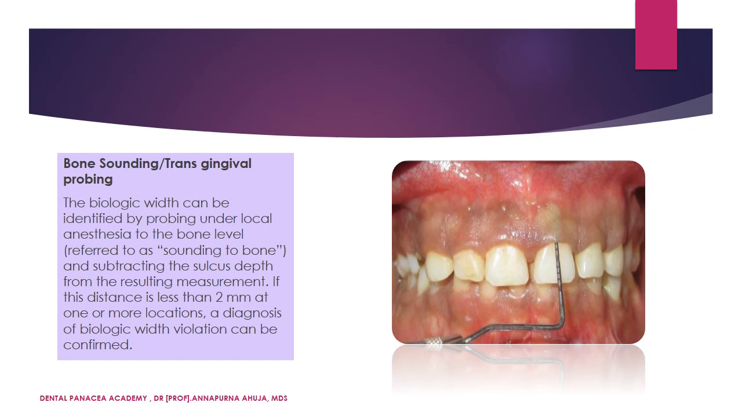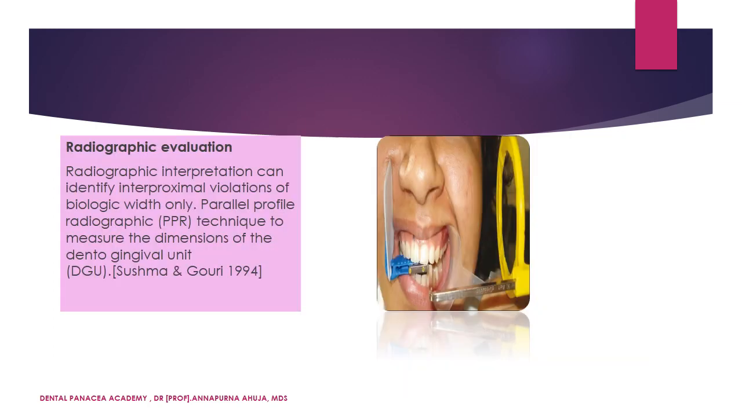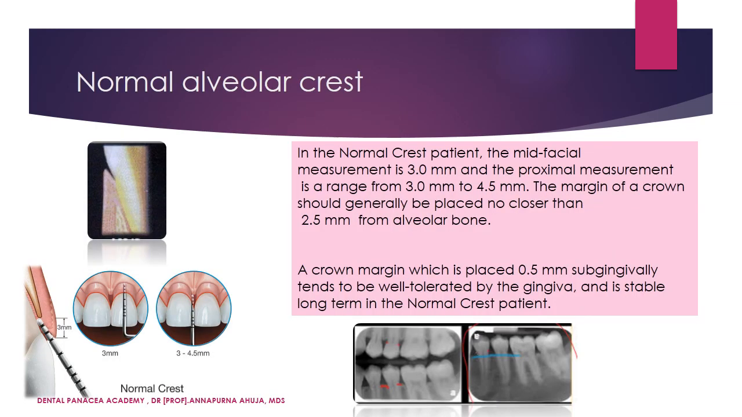This is going to tell us how much is the distance from the gingival margin to the crest of the alveolar bone. This may aid along with the radiograph. This is an additional method to detect the biological width. Then next is the radiographic method. Thanks to Sushma and Gaur in 1994, they introduced PPR, that is the parallel profile radiographic technique, which is quite an easy method to detect biological width, that is the dentogingival unit.